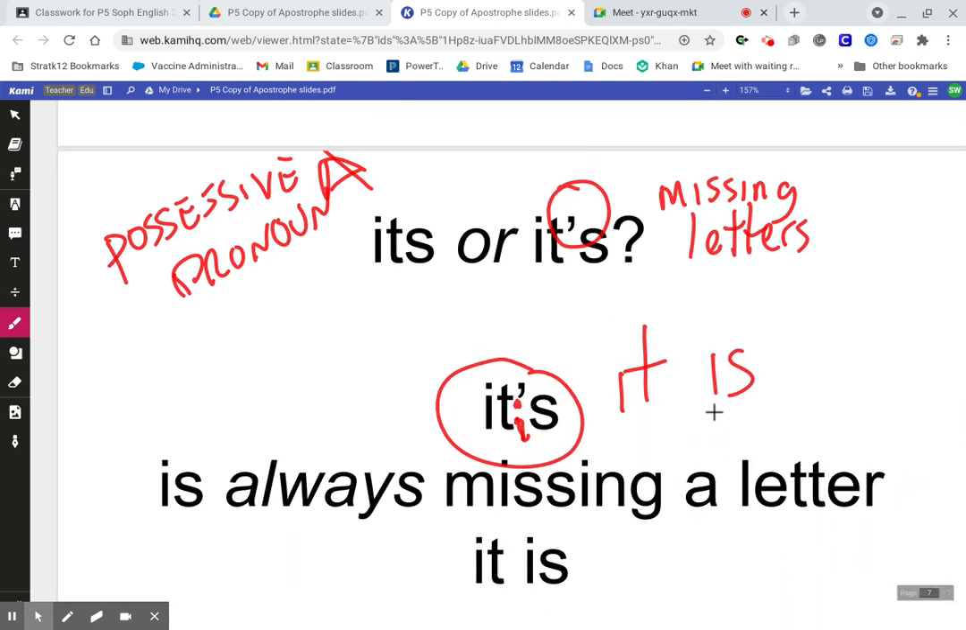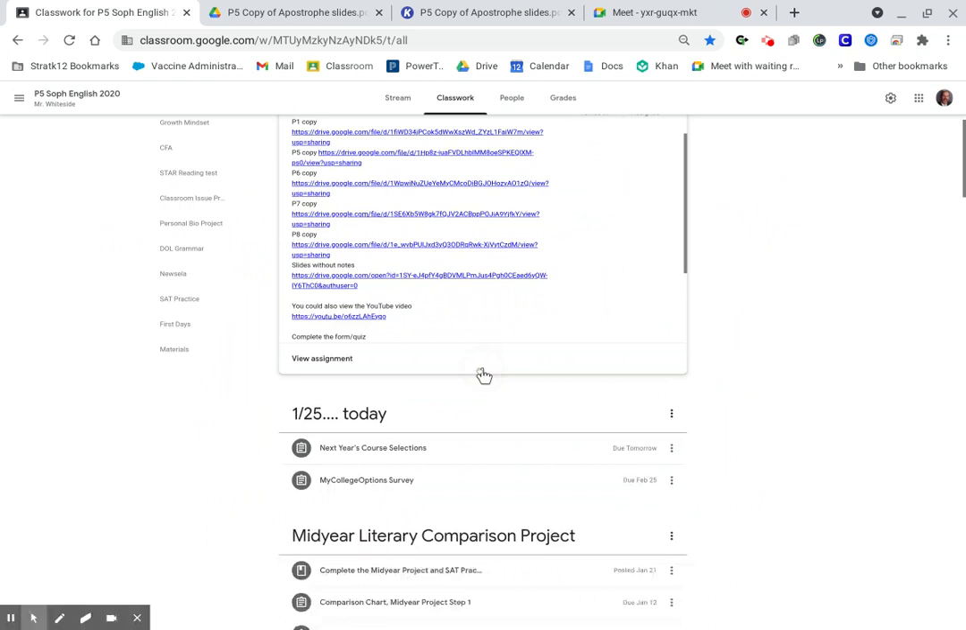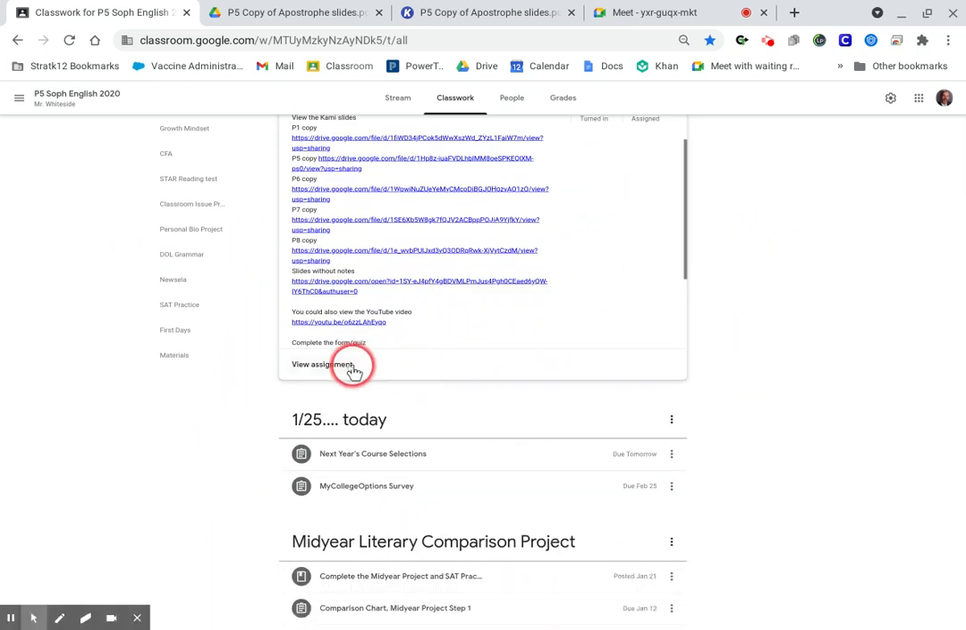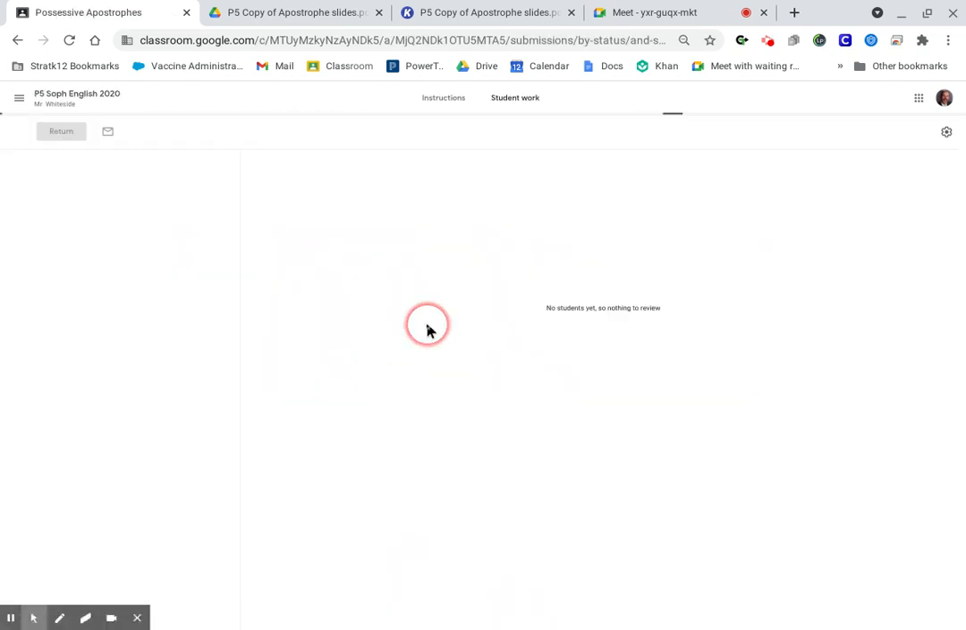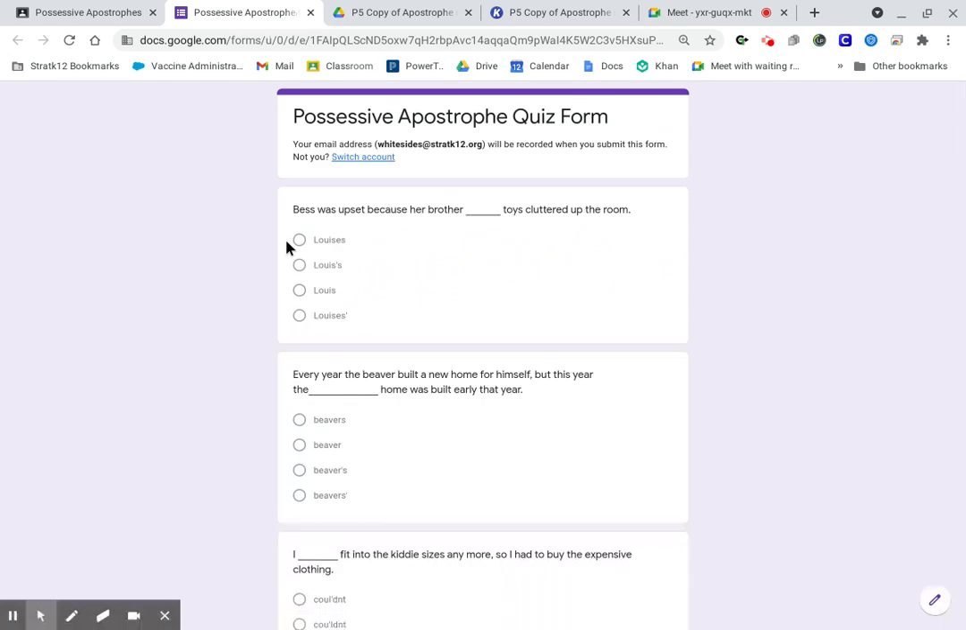Okay? You guys have a quiz that you're taking next? If you go to the classwork for period 5, you'll notice that there's a possessive apostrophe quiz. Okay, it's a form. You should be able to take it. You should be able to get 100. Remember, the apostrophe goes after the owner, or the apostrophe goes where there's missing letters. Any questions?